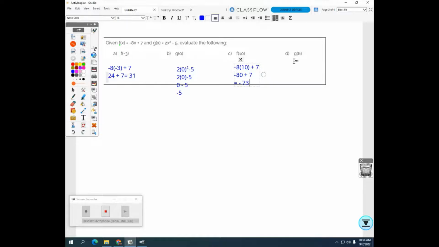And the last one, function g, is going to be 2. Replace it with 6. They want us to square it. And then we're going to subtract 5. So it's going to be 2 times 6 squared, which is 2 times 36 is 72, minus 5 is 67.